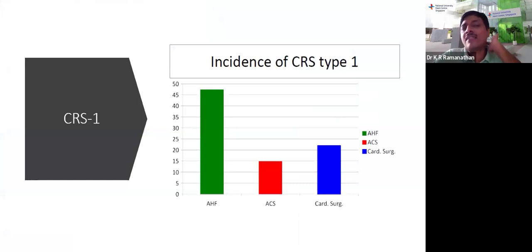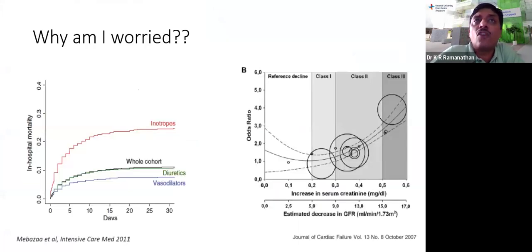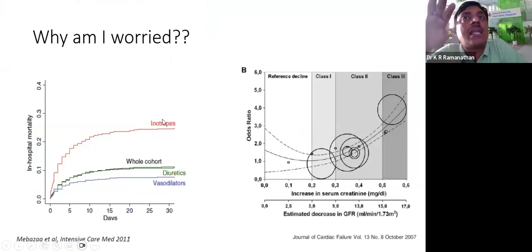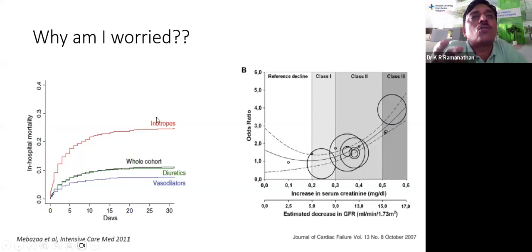As I said earlier, most cases of CRS1 happen in the context of acute decompensated heart failure. Clearly, acute coronary syndrome and cardiac surgery are big drivers of CRS type 1. Now, why am I worried about this patient? I'm worried for many reasons. One, I've already started him on diuretics and vasodilators. And if you look at this graph, published 10 or 15 years ago, the mortality goes up the moment you start inotropes. I showed you that in my slide too, where cardiogenic shock treated with inotropes shows a big jump in mortality. The same thing happens here: in patients who have AKI, in-hospital mortality also jumps up when the patient is on inotropes.